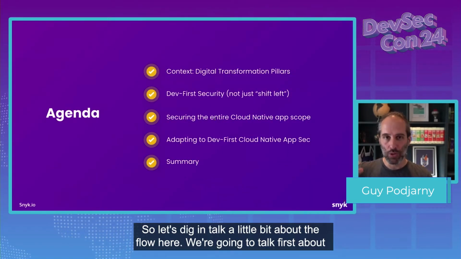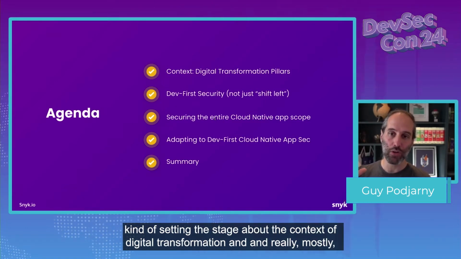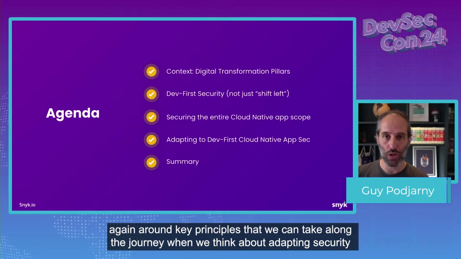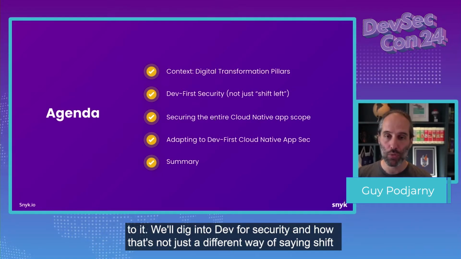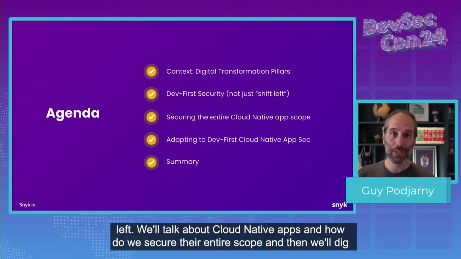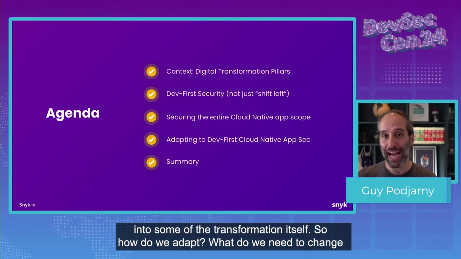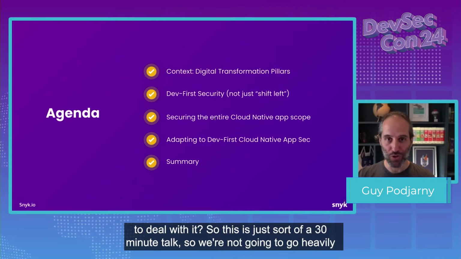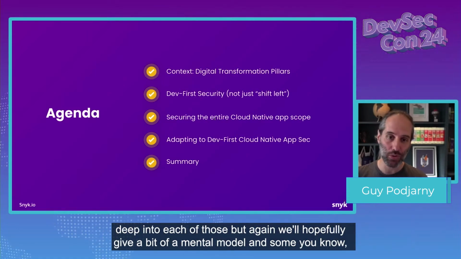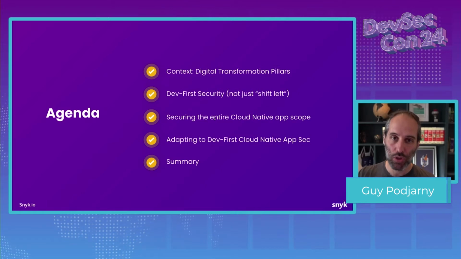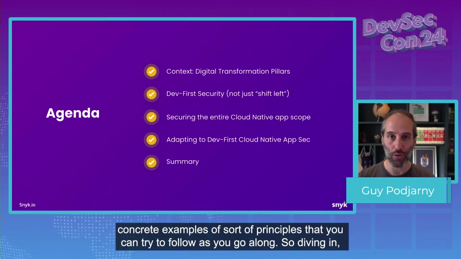So let's dig in and talk a little bit about the flow here. We're going to talk first about setting the stage, about the context of digital transformation, and really mostly, again, around key principles that we can take along the journey when we think about adapting security to it. We'll dig into dev-first security and how that's not just a different way of saying shift left. We'll talk about cloud-native apps and how we secure their entire scope. And then we'll dig into the transformation itself. So how do we adapt? What do we need to change to deal with it? Now, this is just a 30-minute talk, so we're not going to go heavily deep into each of those. But again, we'll hopefully give a bit of a mental model and some concrete examples of principles that you can try to follow as you go along.